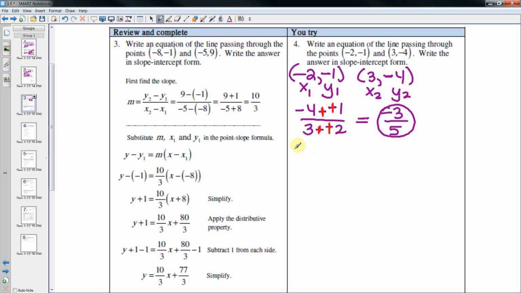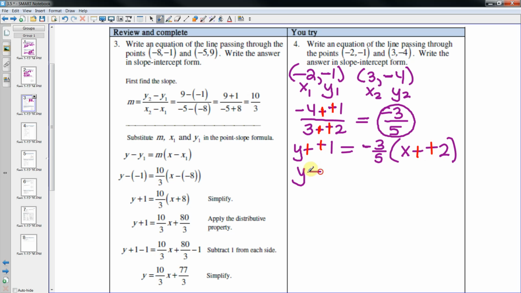Now I'm going to find the equation by going to point slope. So y minus y1, I'm just going to use the points I already have labeled, would be negative 1 equals negative 3/5 times x minus x1, which is negative 2. And we're going to have double negatives again. They're liking these double negatives on us, aren't they? Go ahead and change those.